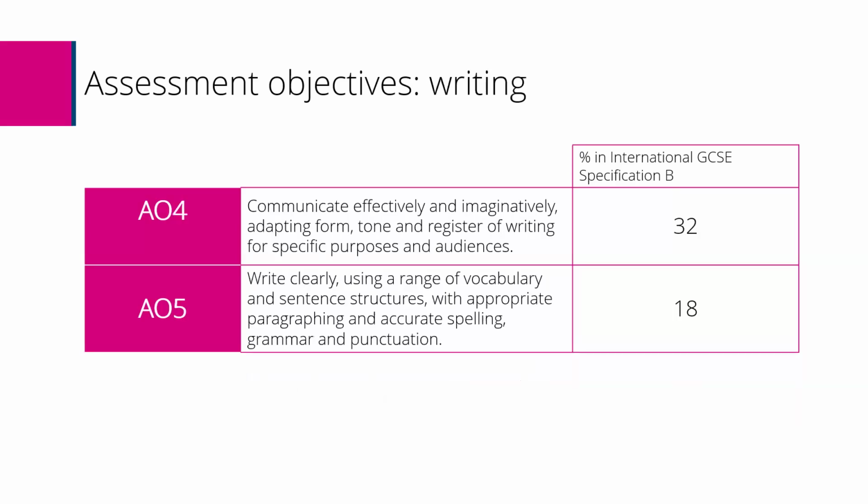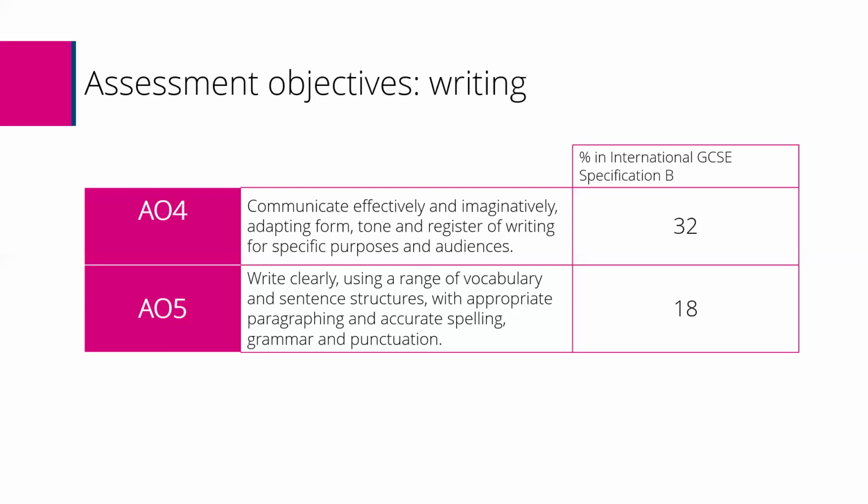Then the writing assessment objectives are AO4 and AO5. AO4 is communicate effectively and imaginatively, adapting form, tone, and register of writing for specific purposes and audiences. And that's 32% of the final grade. And AO5, which is write clearly using a range of vocabulary and sentence structures with appropriate paragraphing and accurate spelling, punctuation, and grammar. And that's 18%. So that writing is also 50%, reading and writing 50% each of the final grade.